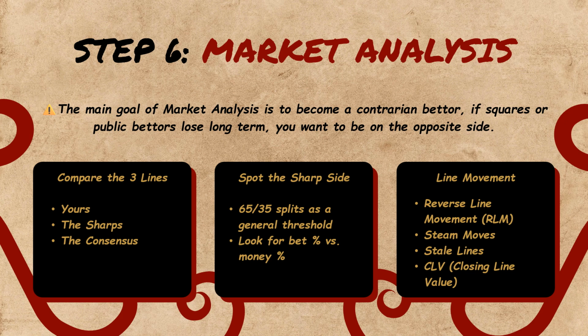Well, the first way is you're going to want to compare the lines. Remember, we talked about this, the 3 different types of lines: your line, consensus line, and then the sharp line. So if your forecast lines up with the sharp line and the consensus line hasn't matched it yet, that's a good opportunity to pounce on a bet.